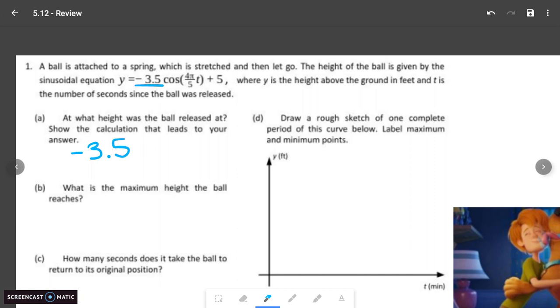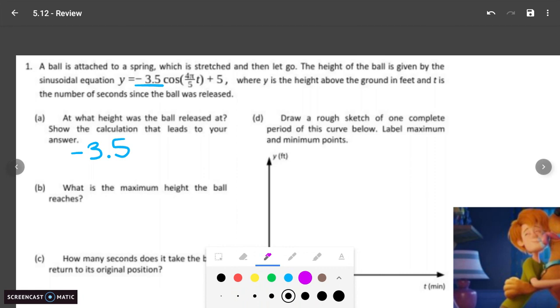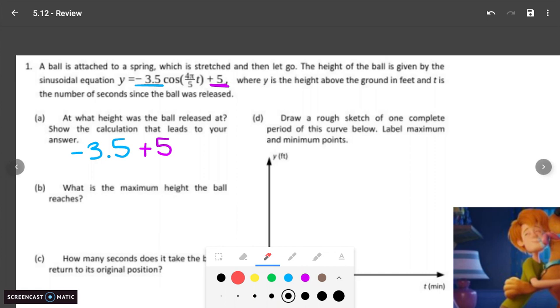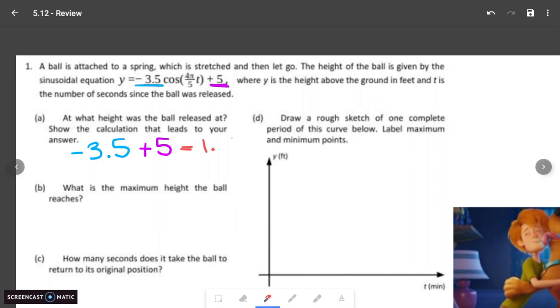We're not going to start underneath the ground, but instead we have to use the midline, which is at the end here, my vertical shift. So that tells me that 5 feet is the middle of our curve, and the lowest it's ever going to get is negative 3.5 from that. So when I add that together, we'll end up with 1.5 feet.